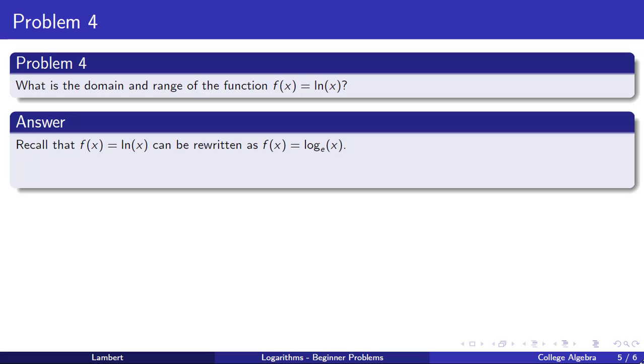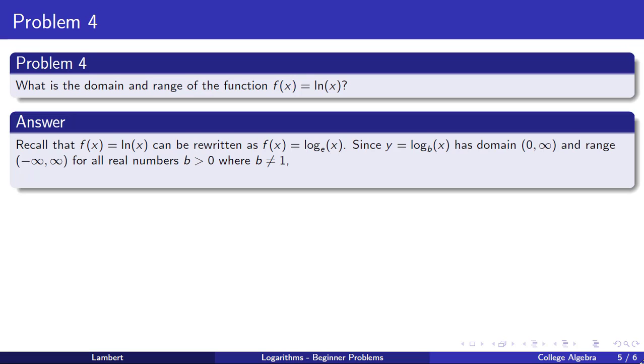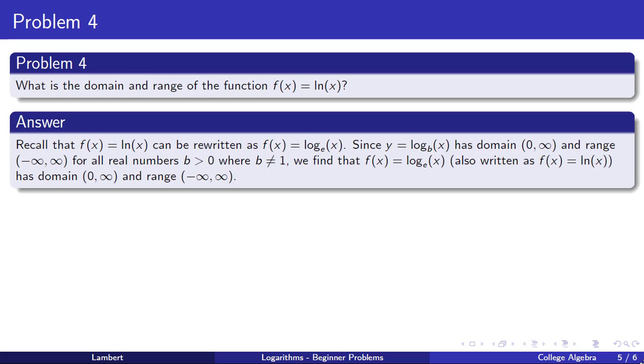Now we need to recall from when we created the logarithm that any b value that is positive and not equal to 1 has a domain of 0 to infinity and a range of all real numbers, or negative infinity to positive infinity. What does this mean? Well, e satisfies those conditions given for b, so it should have the same domain and range. In our case, log base e of x, or natural log of x, has domain 0 to infinity and range negative infinity to positive infinity, or all real numbers.